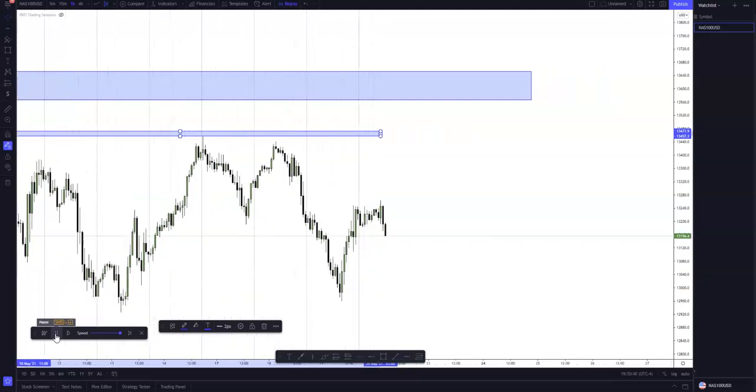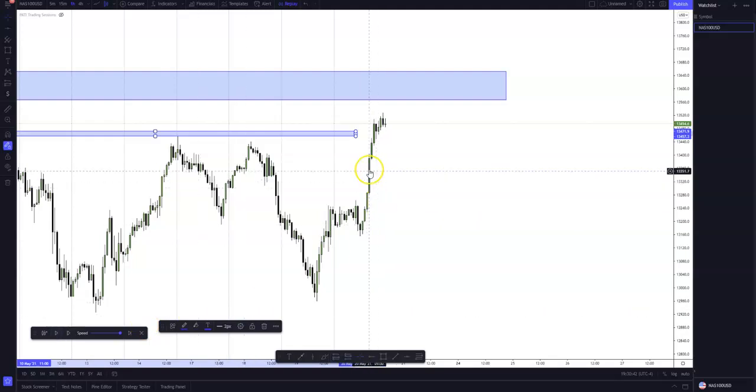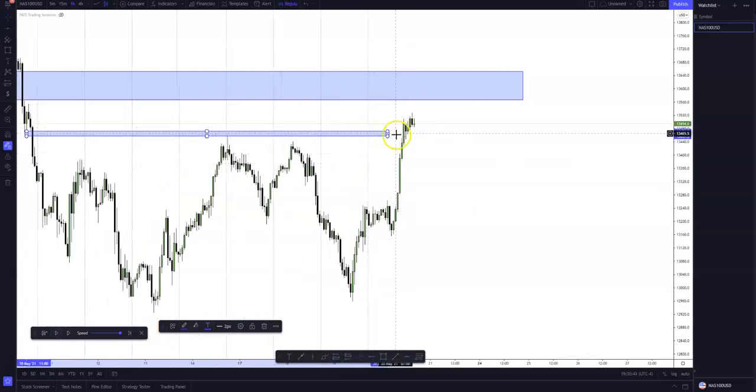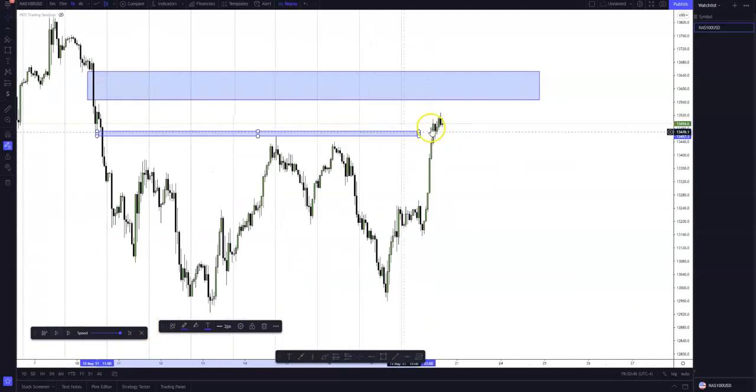That was a big drop right there. Boom. It finally fills that. But we still have more to fill. We still have this to fill.